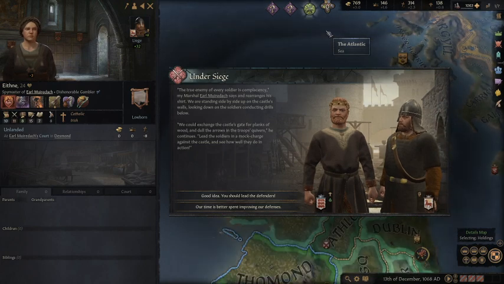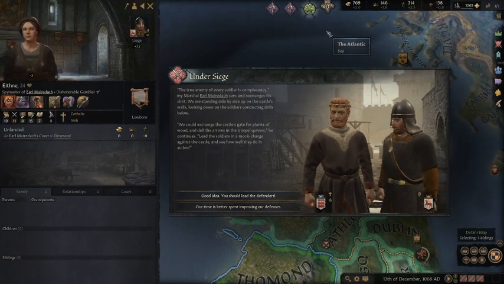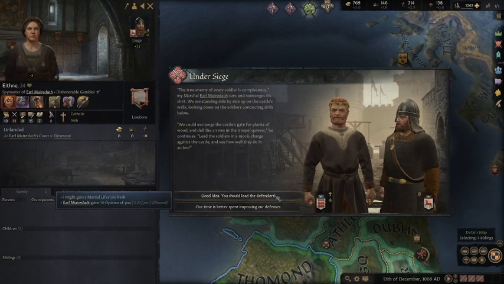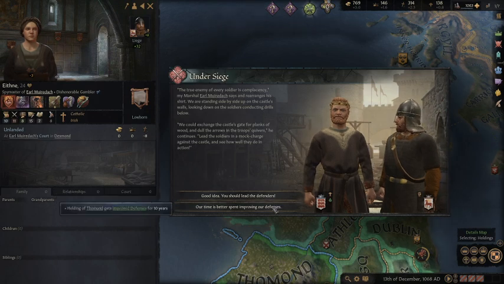Under siege, the true enemy of every soldier is complacency, my Marshal Earl Mirdag says and rearranges his shirt. We are standing side by side on the castle's walls, looking down on all the soldiers conducting drills below. You can exchange the castle's gate for planks of wood and dull the arrows as the troops quiver, he continues. Lead the soldiers in a mock charge against the castle and see how they do in action. You should lead either defenders or our time is better spent improving our defenses.